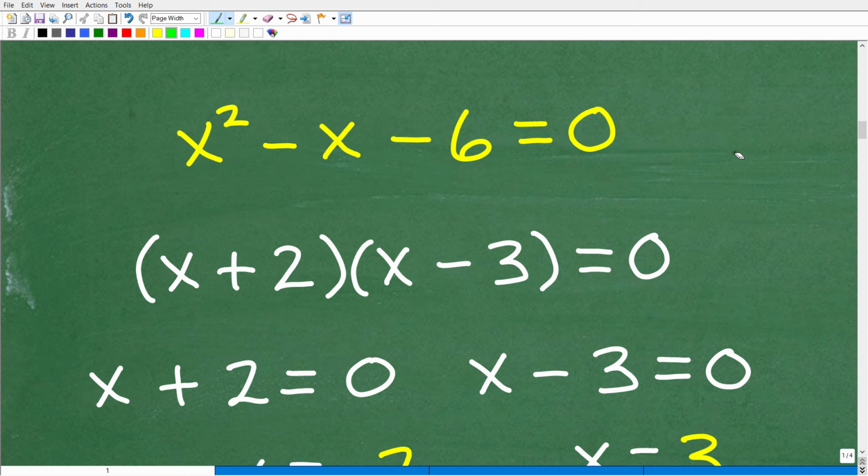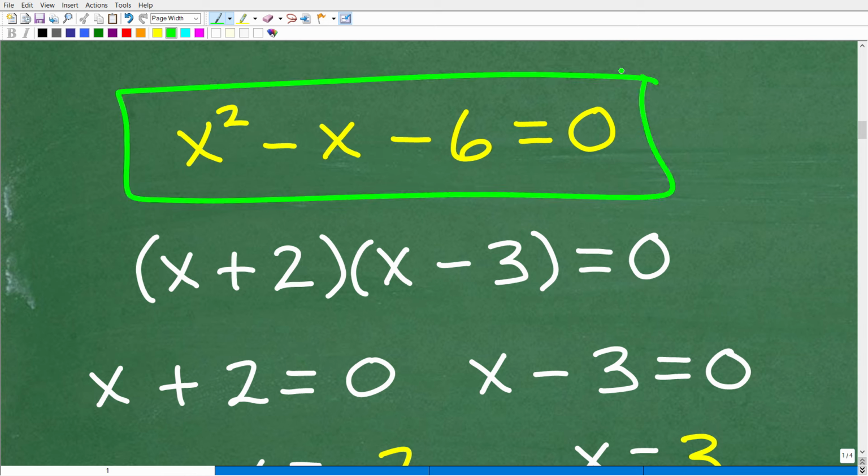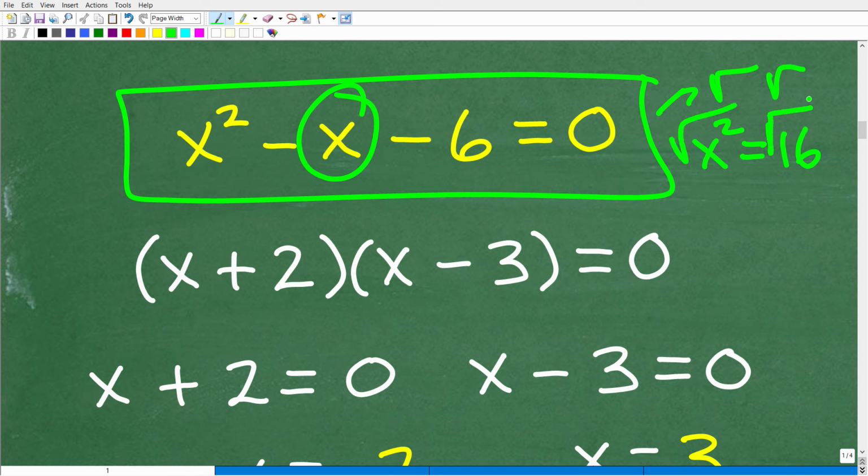x squared minus x minus 6 is equal to 0. So we know we have a quadratic equation. So we're going to be thinking to ourselves, well, can I take the square root of both sides? Well, this has what we call a linear term. So it's not like an x squared is equal to 16 situation. That is a perfect scenario where we can take the square root of both sides, but we cannot take the square root of both sides here. So we're going to go to our next option, and that is to factor.